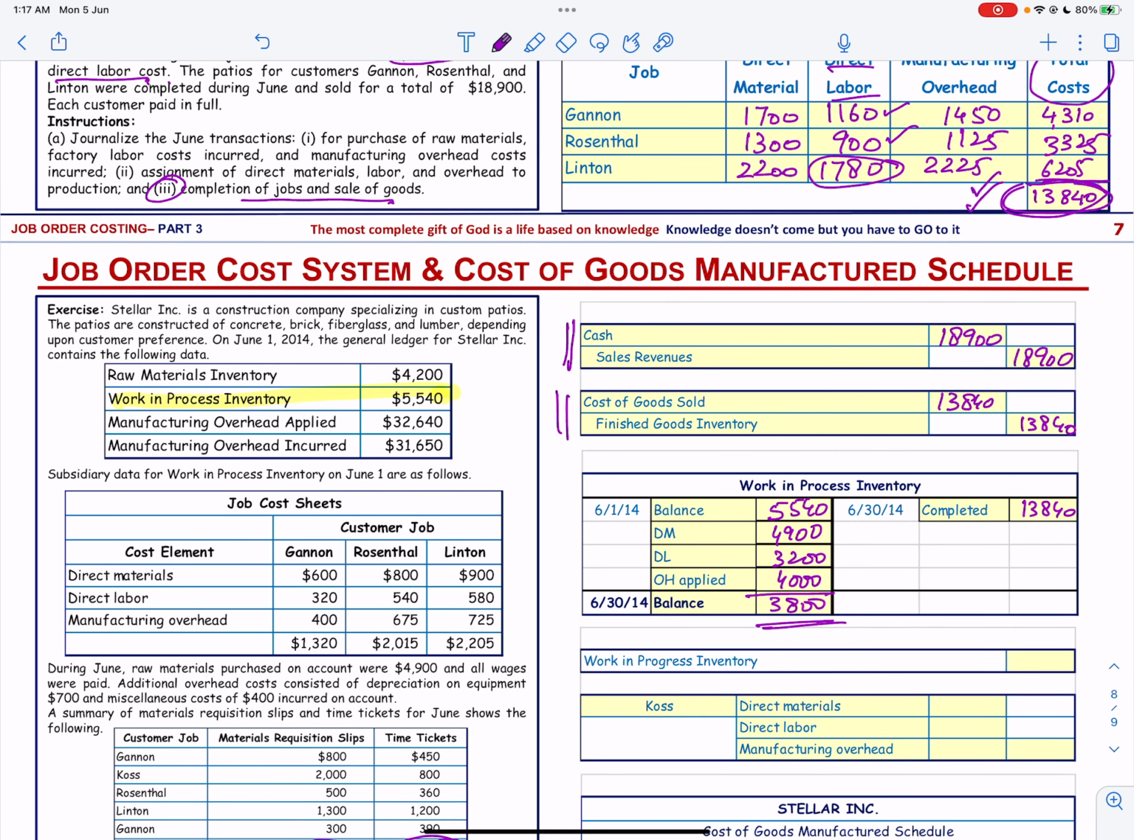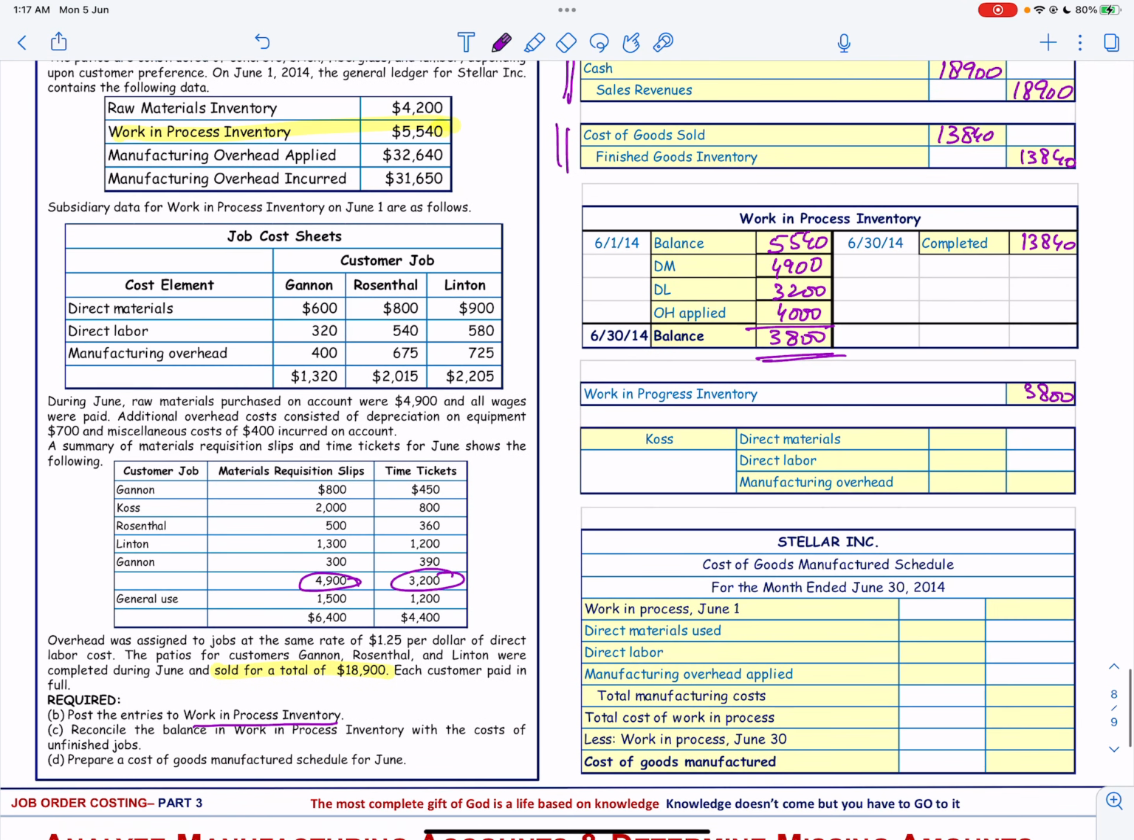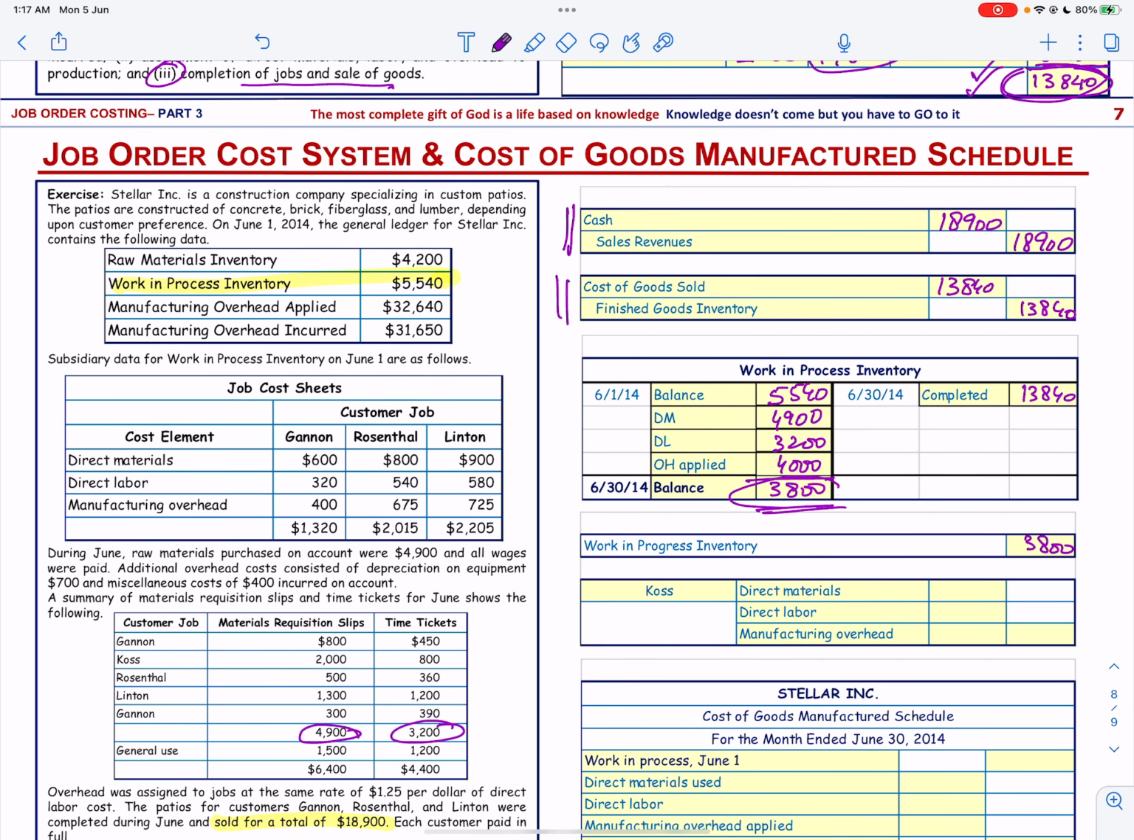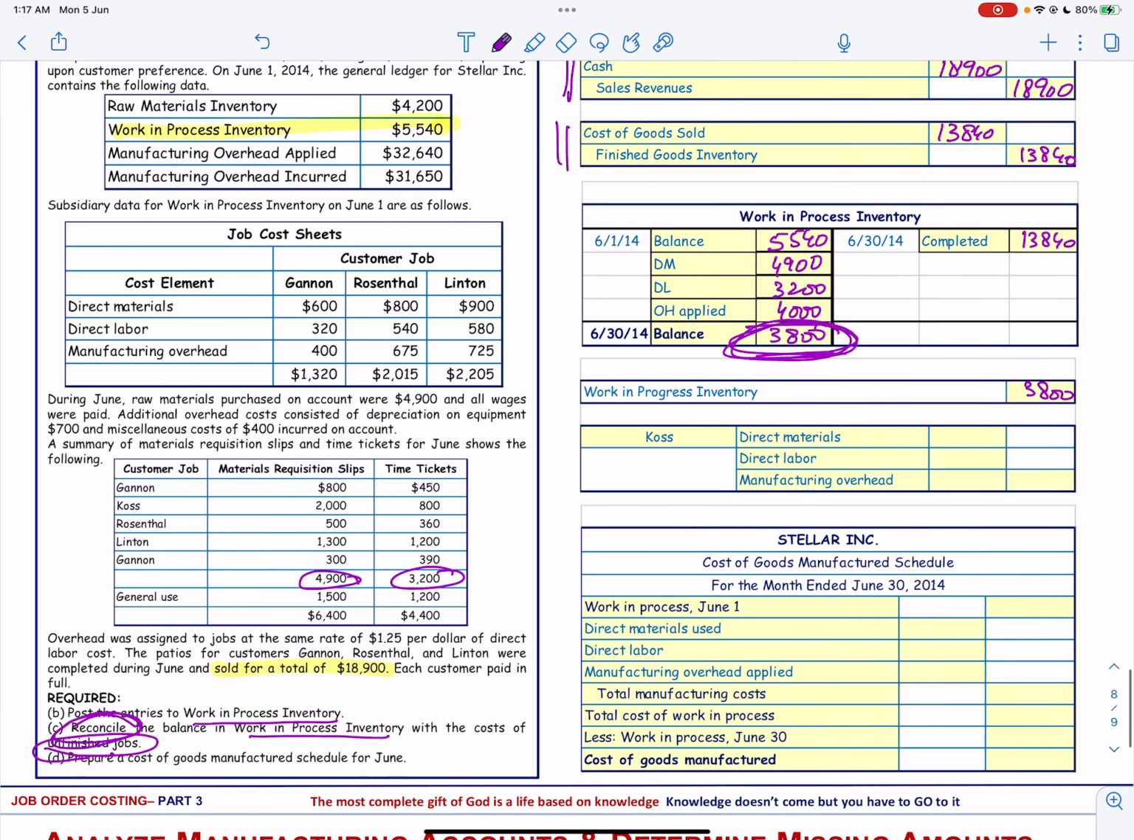So the work in process inventory will be 3800. And let us see what they say. Reconcile the balance in work in process inventory with the cost of goods sold and the cost of the unfinished job. So we have reconciled. You can see that the balance of work in process is 3800. And let us see how we are going to reconcile.